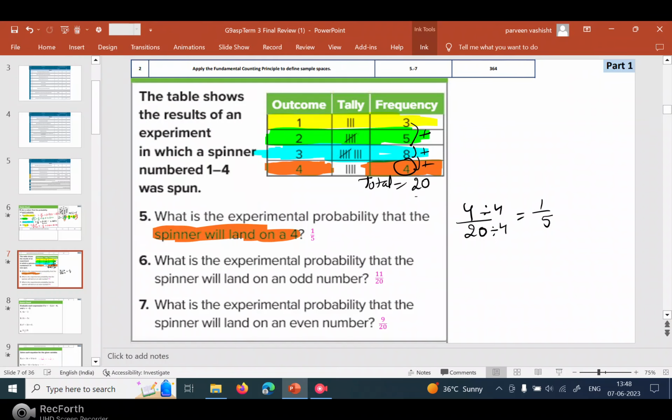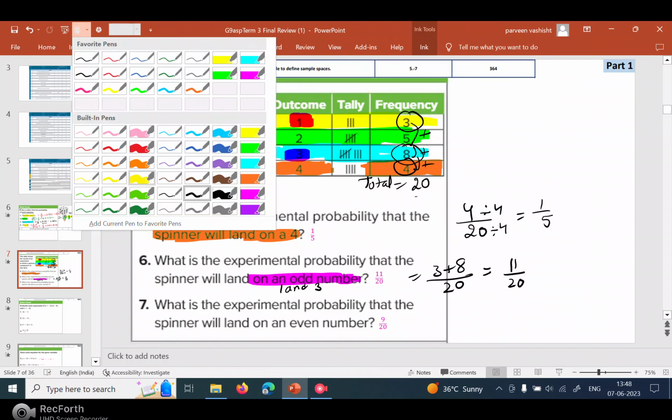Now the next question: what is the probability that it will land on an odd number? So 1 is an odd number, 3 is an odd number. So you will see how many for 1 and how many for 3, because the odd numbers are 1 and 3. So how many for 1? 3, plus how many is the frequency for 3? 8, divided by the total of the frequencies, 20. So it will become 11 over 20, which will be your correct answer.